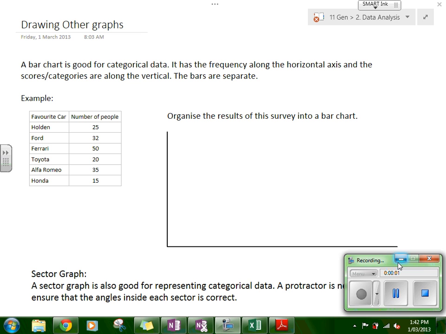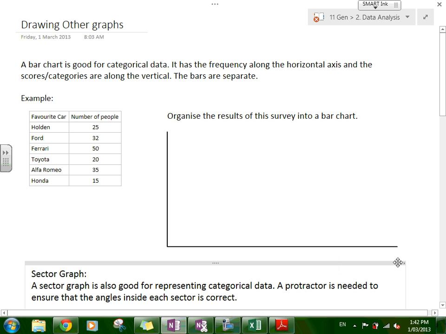We're talking about bar charts or bar graphs, sector graphs, and radar charts, particularly how to draw them. I'm not going to dwell on this very long. I'm going to do one example of each. Particularly pay attention to the sector graphs. You have to link percentages with angles to know what sector to do.